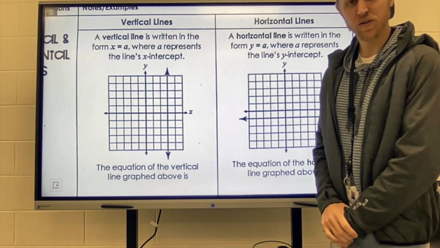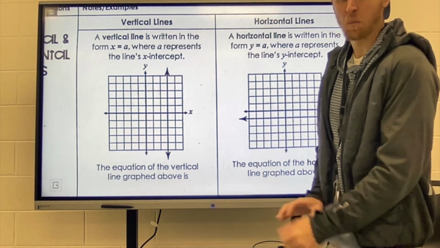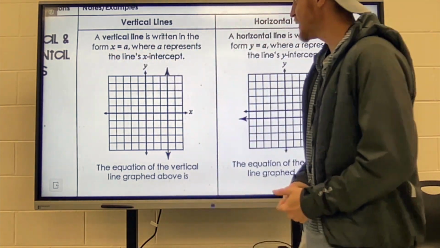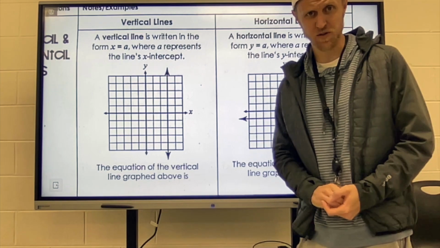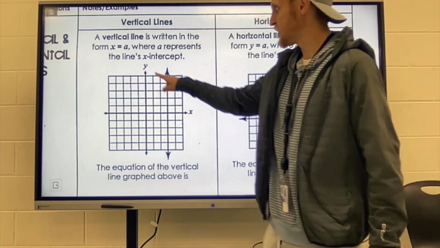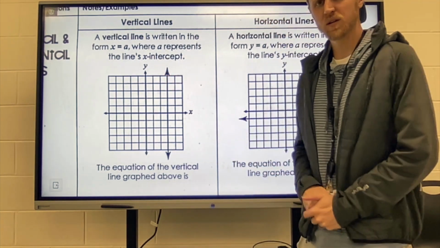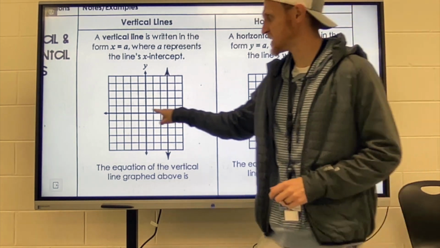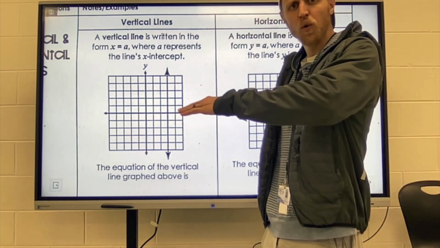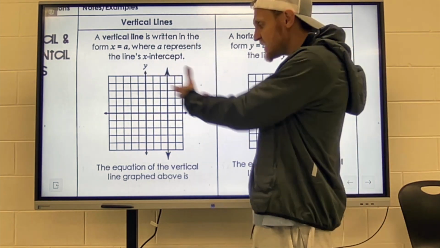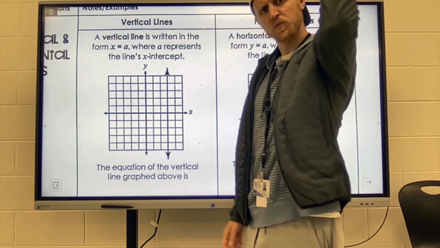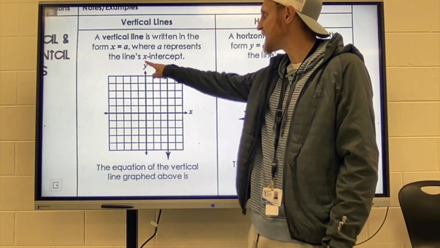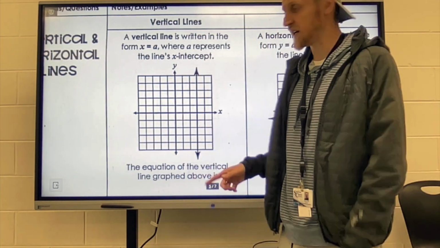First thing we need to remember is what vertical means. It means up and down. A vertical line is written in the form x equals a, where a represents the line's x-intercept. All you got to know are the axes of your coordinate plane. Remember, the x-axis is always the one that goes side to side. So whenever we're dealing with this, that is the thing that we're going to be crossing. A vertical line will always cross that x-axis. That's what it does. It creates an x-intercept, which means crossing the x-axis.